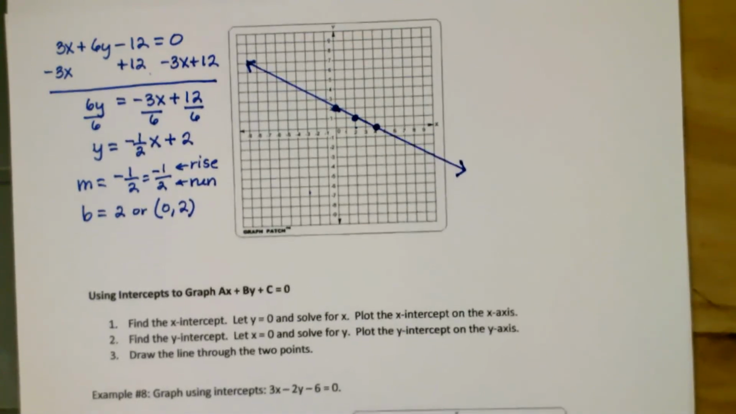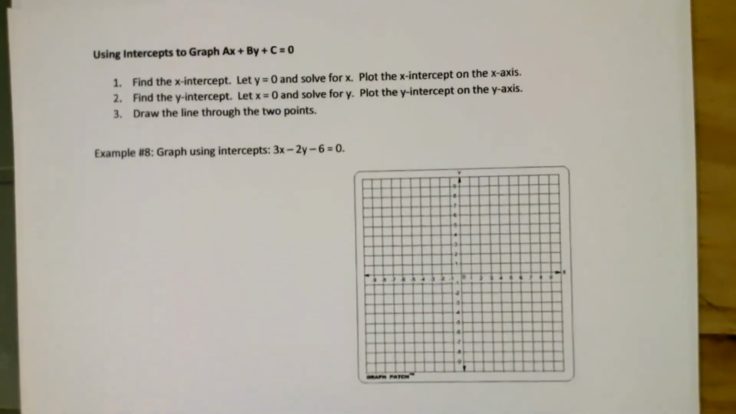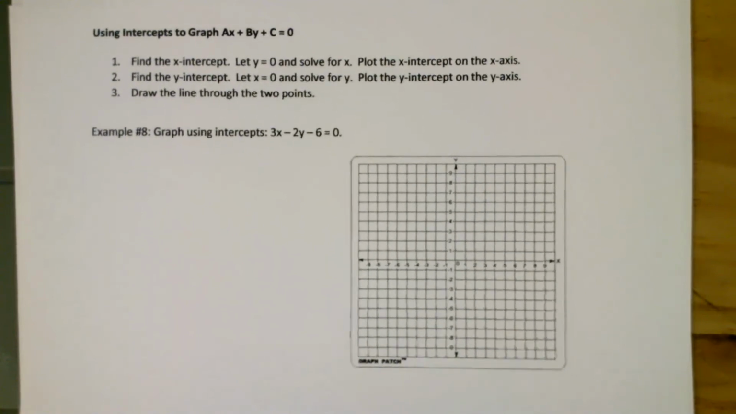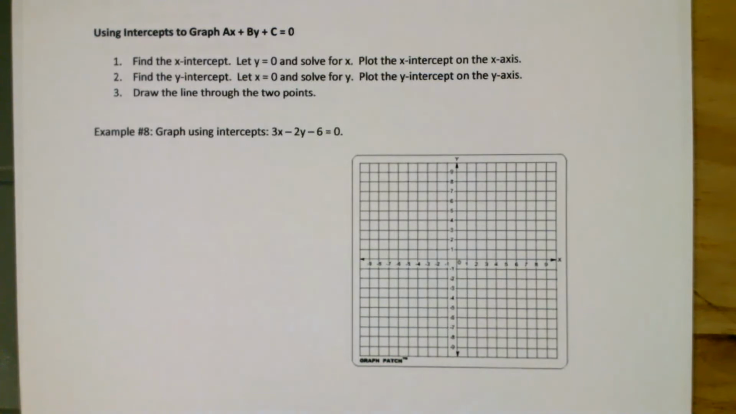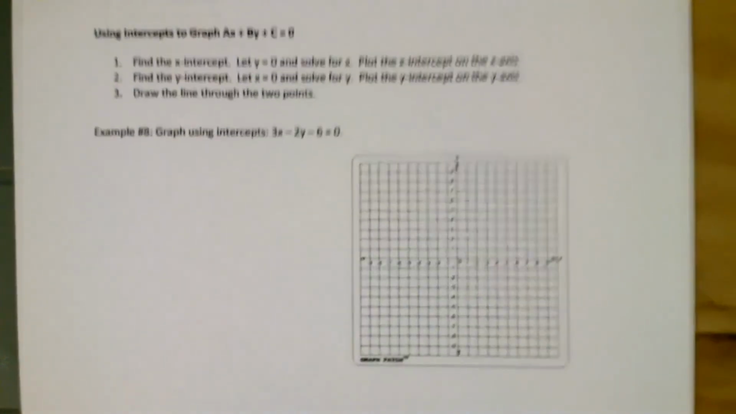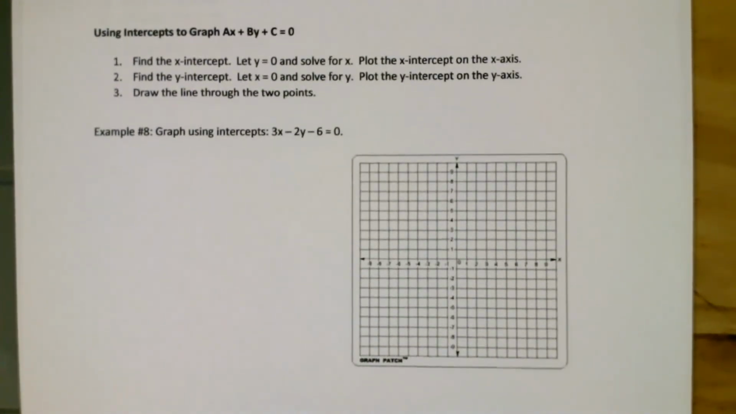All right, finally, we'll talk about how to use intercepts to graph ax plus by plus c equal to 0 when it's written in general form. We can use x-intercepts and y-intercepts as well. If you recall, back in chapter 1, we did talk about, in case you don't know, the x-intercept is the point where the graph crosses the x-axis. And the y-intercept is the point where the graph crosses the y-axis.